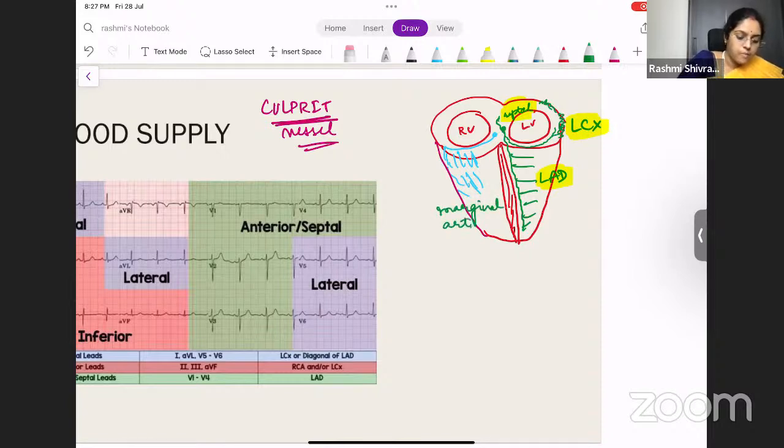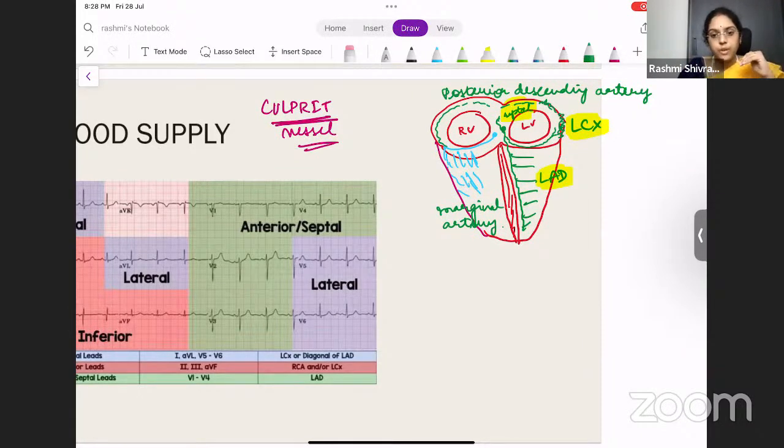There is one more, which is the posterior descending artery. This is the posterior descending artery, which supplies the posterior wall of the right ventricle as well as some of the posterior wall of the left ventricle. So the important branches of the left coronary artery are the septal branches, the left anterior descending artery and the left circumflex artery.